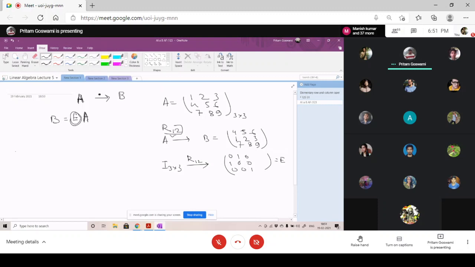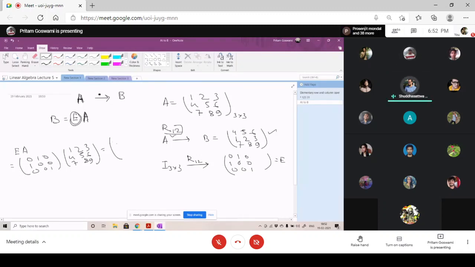Check here. If you multiply E with A, that is 0, 1, 0, 1, 0, 0, 0, 0, 1, and A was 1, 2, 3, 4, 5, 6, 7, 8, 9, it will give you B. Look. Right. So does this always hold for all the operations? For row operations you will get like this, and for column operations you will get like this.